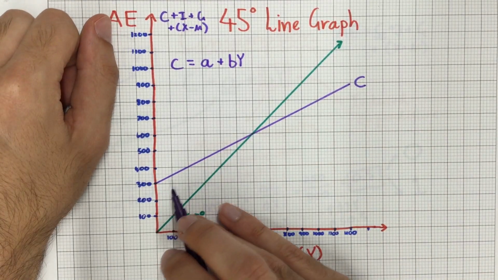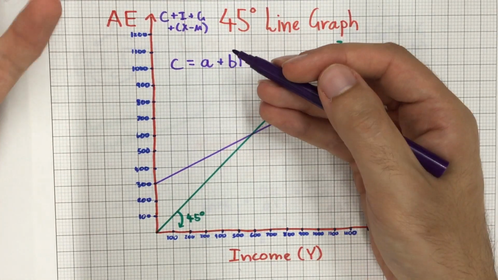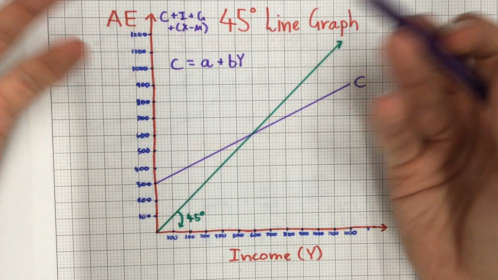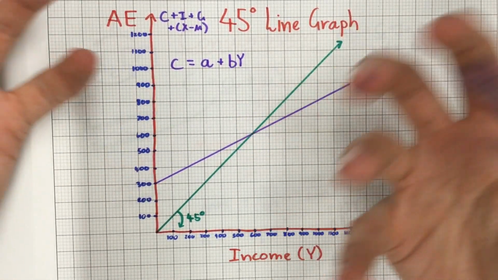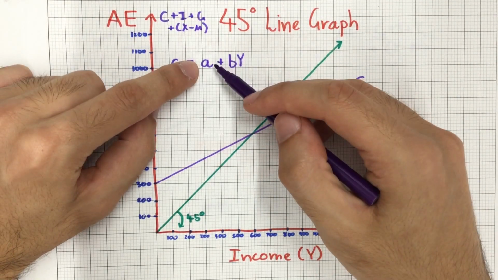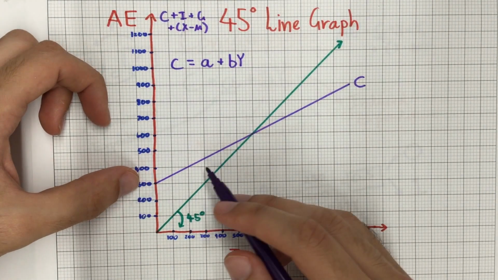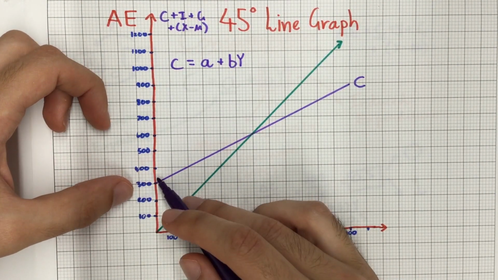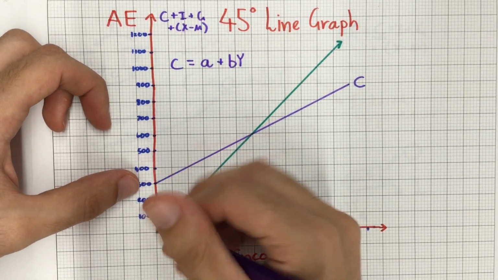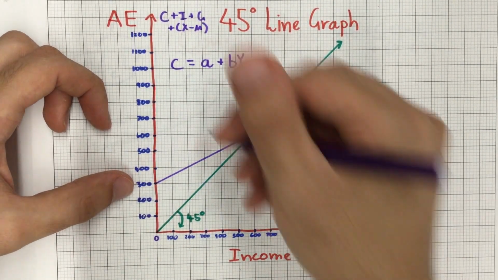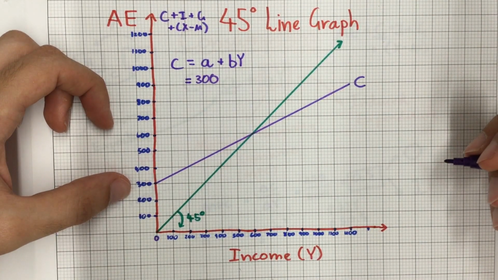Now, just by looking at it, it's actually very obvious to tell what our autonomous expenditure is. Remembering that autonomous expenditure is when our income's equal to zero and we have to spend anyway. Maybe it's coming from our savings, maybe we're borrowing it from a friend, it doesn't matter. Autonomous expenditure is when income is zero. So we have a look here where our consumption function cuts the y-axis and we find that at spending 300, our income is equivalent to zero. So our autonomous expenditure in this scenario is 300.